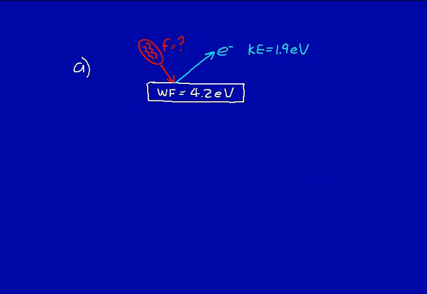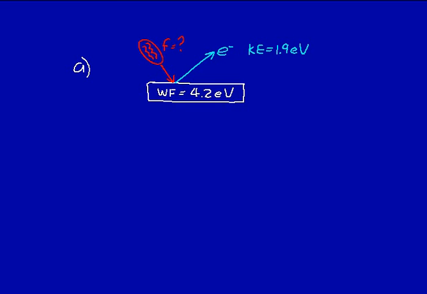Let's go ahead and do a practice problem here. If we had a photon of electromagnetic radiation coming in at a particular frequency, we didn't know that frequency, but we knew the kinetic energy of the electron as it left. We knew what the work function for that particular metal was. What would the frequency be of that particular photon?